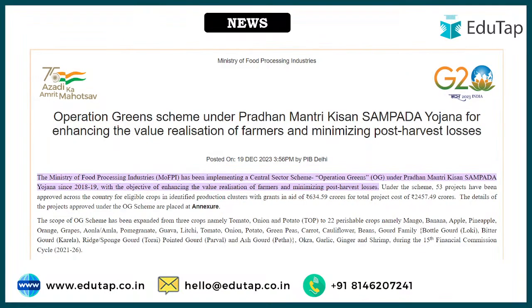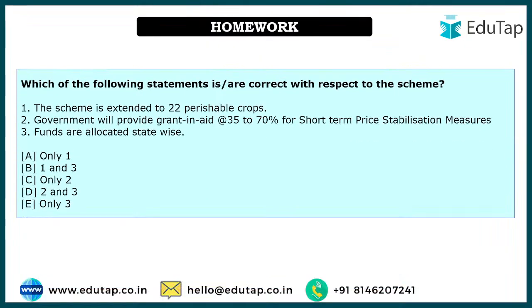Now again, if you look at the scheme, initially the description was given, and the original scheme was for 3 crops: tomato, onion and potato. Later on it was extended to 22 perishable crops, and you can see the names. You need not memorize the names, I would not recommend. However, you can read it once to have an understanding. Okay, so these are the 22 crops that we have, and here's a homework for you all.